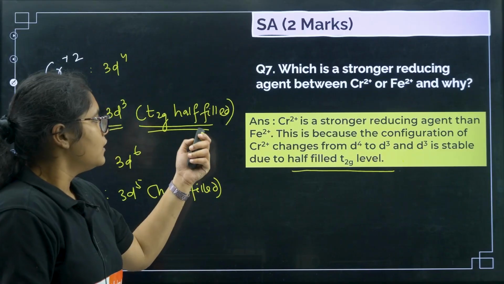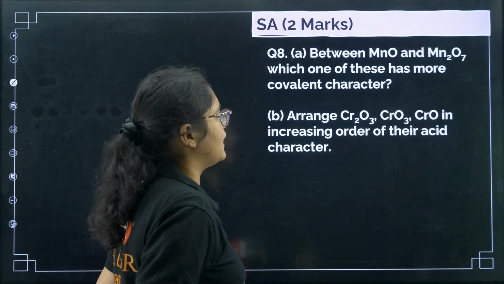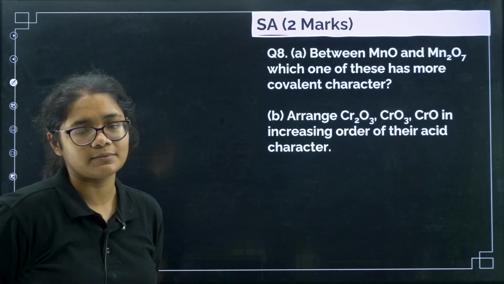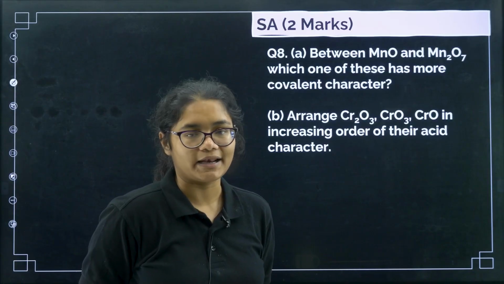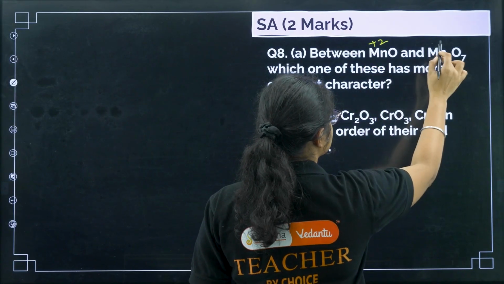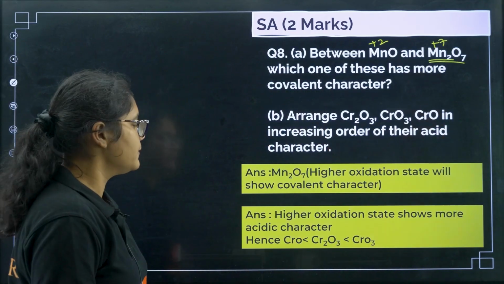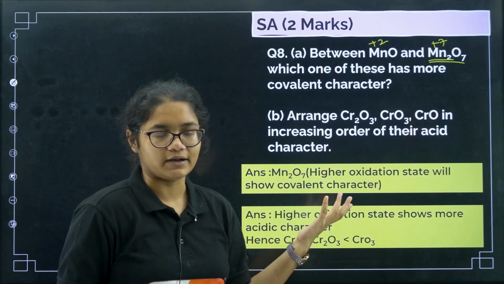Clear? Okay, next is question number 8 here. Between MnO and Mn2O7, which one of these has more covalent character? Very simple. If more oxidation state, then more covalent character. So here the oxidation state is +2, here it is +7, more oxidation state, more is the covalent character. So Mn2O7 with higher oxidation state will show higher covalent character.